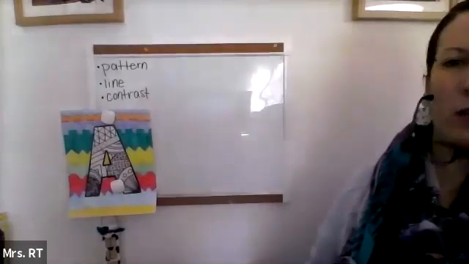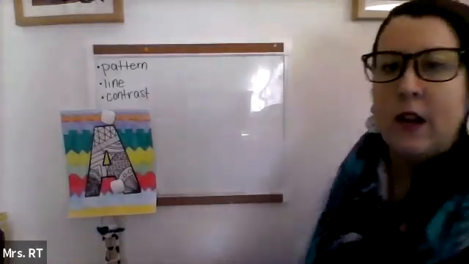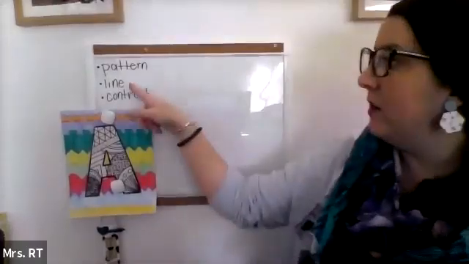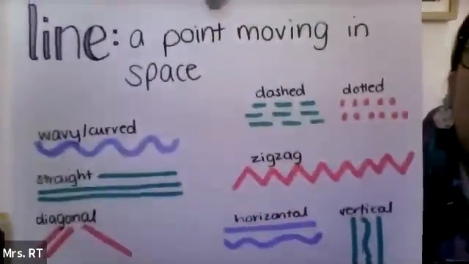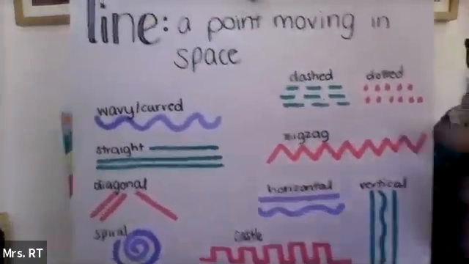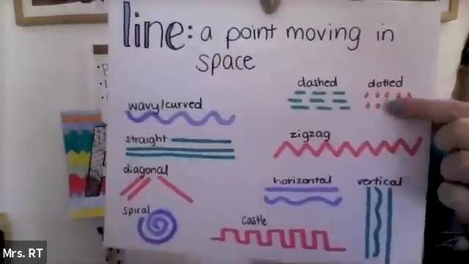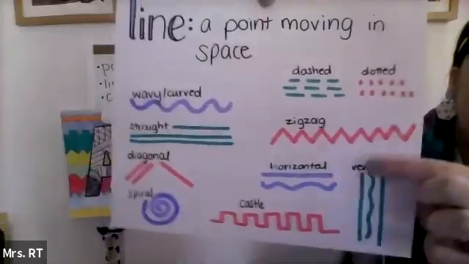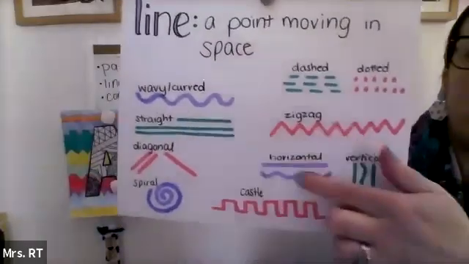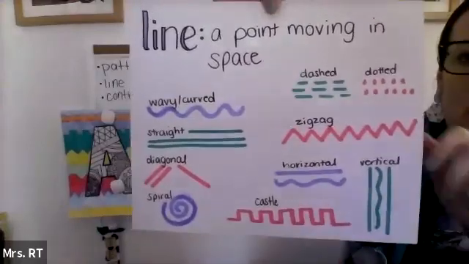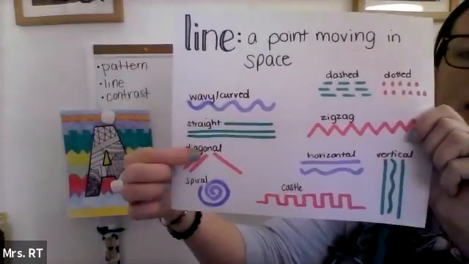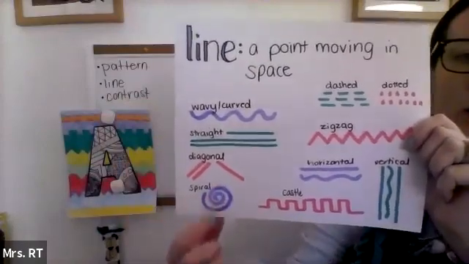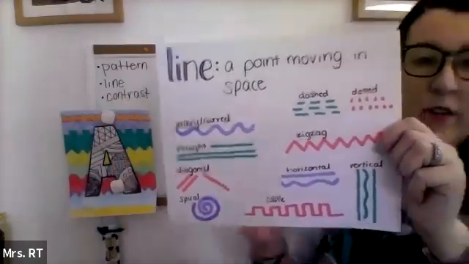So now we're going to take a look at our 3 items that we're working with today: pattern, line, and contrast. So line is a moving point in space. So we have dashed lines, dotted lines, zigzag lines, vertical lines, horizontal lines. These are castle lines, wavy or curvy lines, straight lines, diagonal, and then spiral or swirl lines. There are a lot of other types of lines that you can use too, but these are some examples.